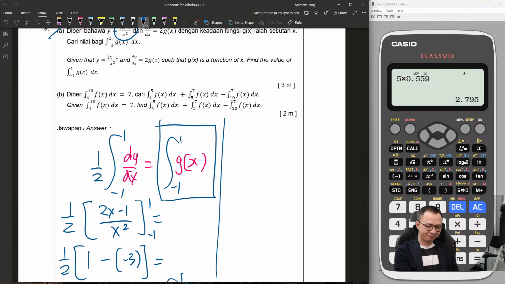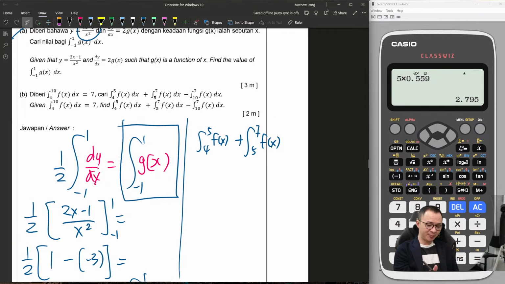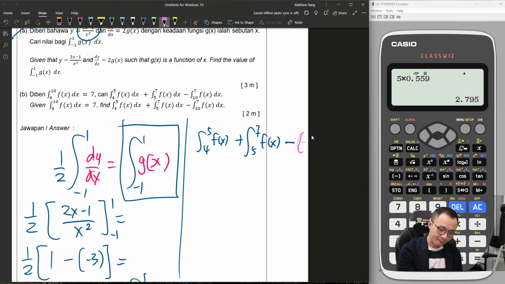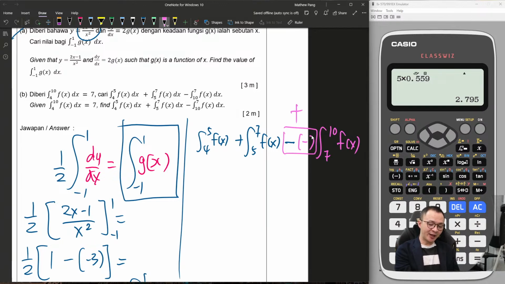Never mind. So integrate 4 to 5 f(x) plus integrate 5 to 7 f(x). We can connect them, but you have a minus here. So I multiply a negative for it. This minus I copy. Then if I multiply a negative for it, what happened is the limits change from 10 to 7 into 7 to 10. Do you see that? So negative negative will make it become positive, isn't it?